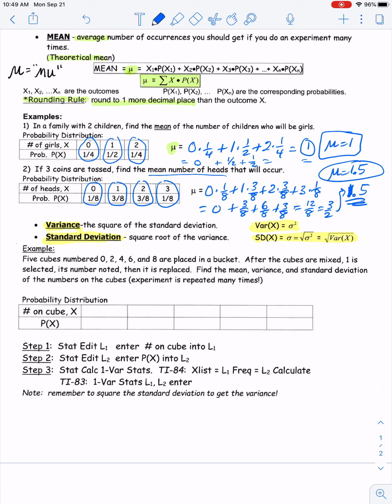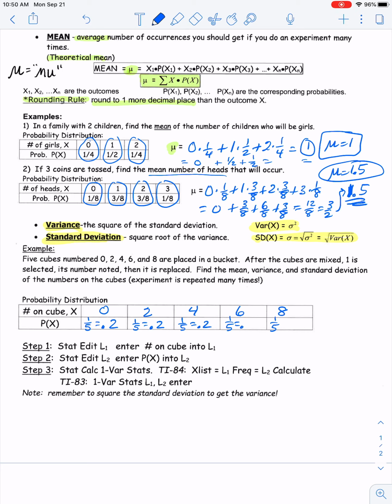So let's start in here. 5 cubes numbered 0, 2, 4, 6, and 8 are placed in a bucket. After the cubes are mixed, one is selected, its number noted, then it is replaced. Find the mean, variance, and standard deviation of the numbers on the cubes. And we're going to assume this is repeated lots and lots of times. So for the probability distribution, we're going to have 0, 2, 4, 6, and 8. And then since there's 5 cubes, they're all equally likely. The chance of them being selected is 1 out of 5. You could also call that 0.2 if you want to.